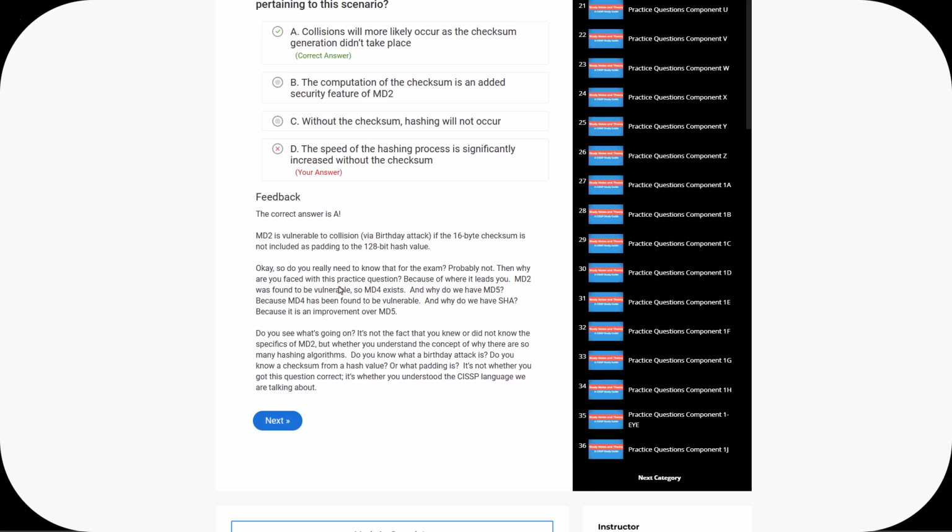MD2 was found to be vulnerable, so MD4 exists. And why do you have MD5? Because MD4 has been found to be vulnerable. And why do you have SHA? Because it is an improvement over MD5. Oh boy, that's a good explanation if I've ever heard one, and I've heard one because I wrote that.